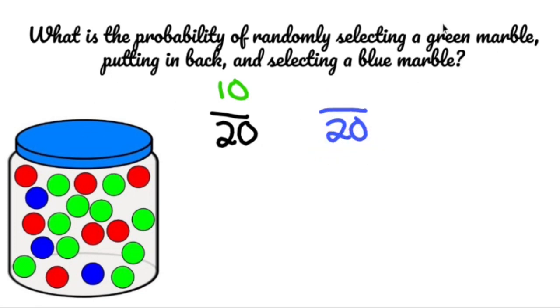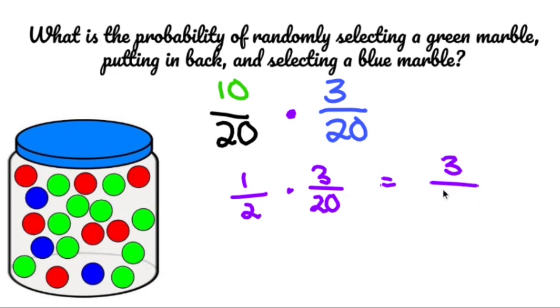If I want to find the probability of selecting a blue marble, I have 3 blue marbles. So my probability of selecting a blue marble is 3 out of 20. When you have compound probability, you multiply the fractions together. I'm going to simplify that guy to 1/2. So I have 1/2 times 3 over 20.